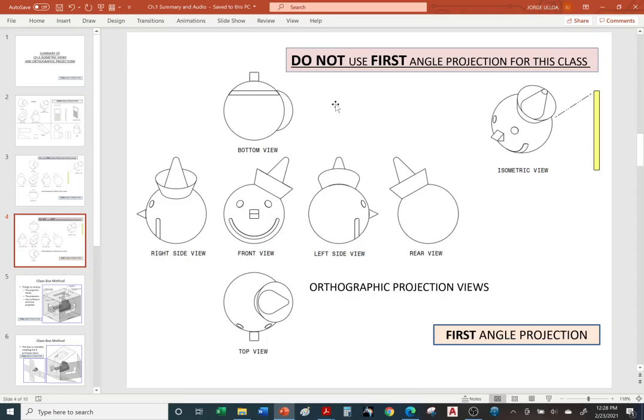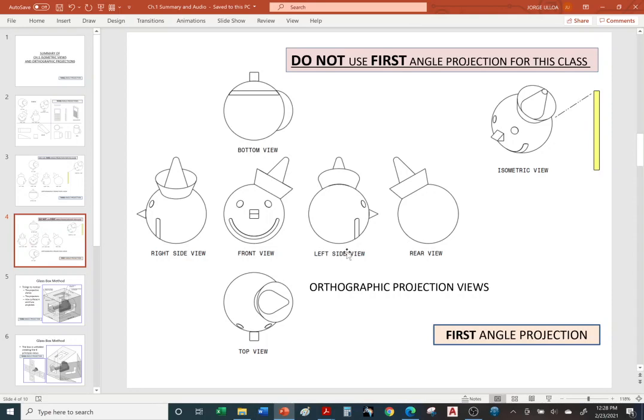And here we have first angle projection again, except we don't use first angle projection in this class. Okay, and it's to avoid confusion. So we're not going to use first angle projection. In this case, you would attach the rope or the chain to the back of Jack's head. And you would get these views instead if you use first angle projection.